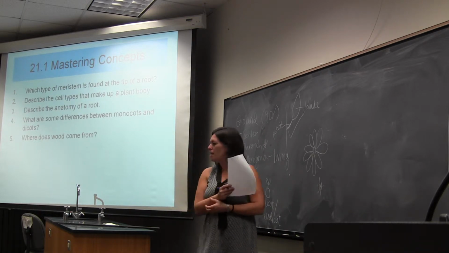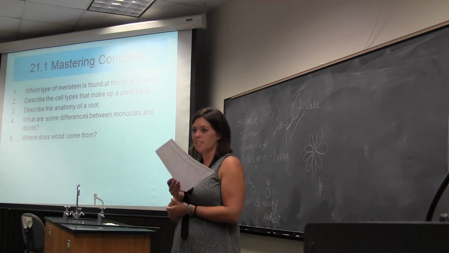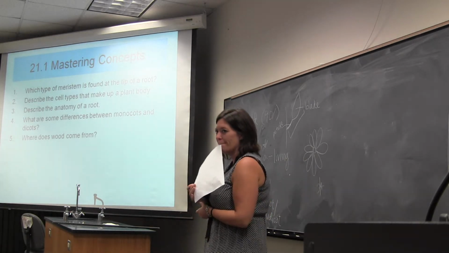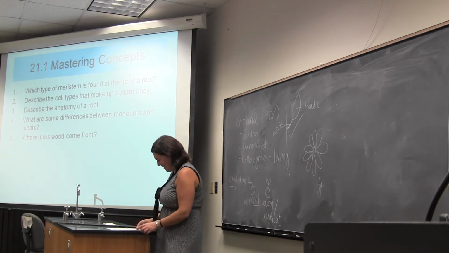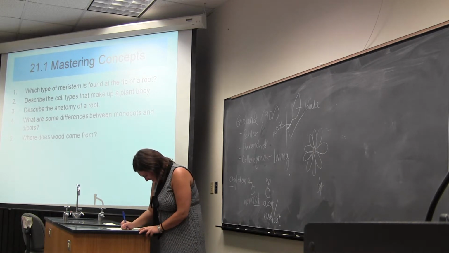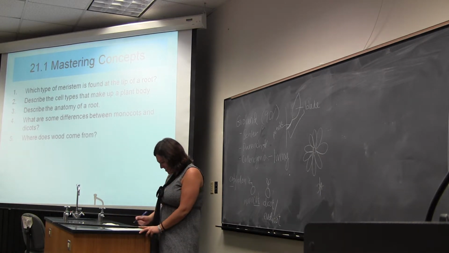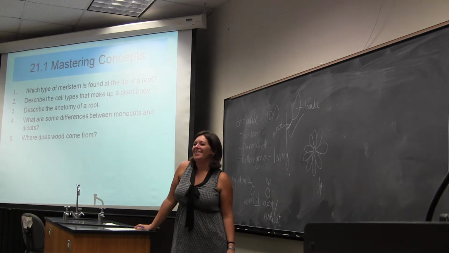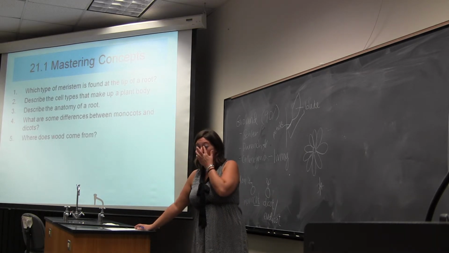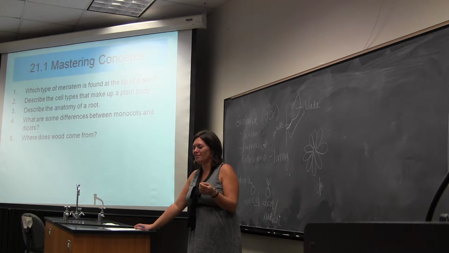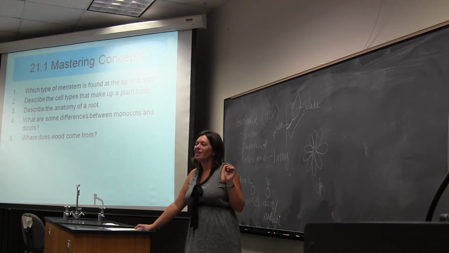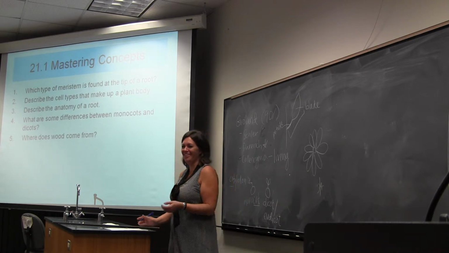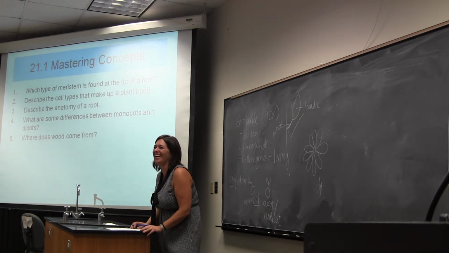Describe the cell types that make up a plant body, Alexandria. I forget how you pronounce them. Give it your best shot. I don't know. Sclerecoma? Yeah. Parenchyma, yeah. So they all end in "-yma". Just either parenchyma, sclerenchyma, or collenchyma. And I have no idea what "-chyma" means.